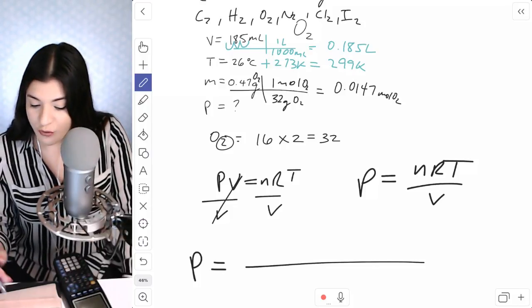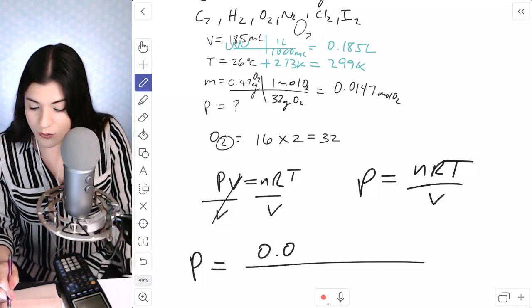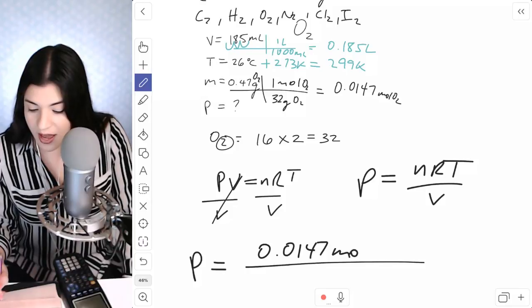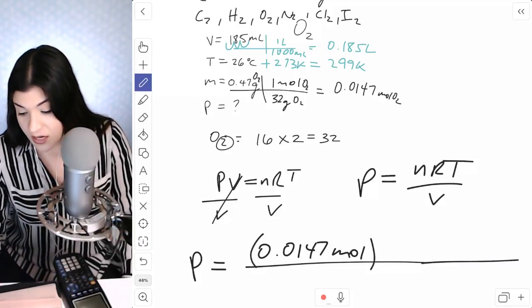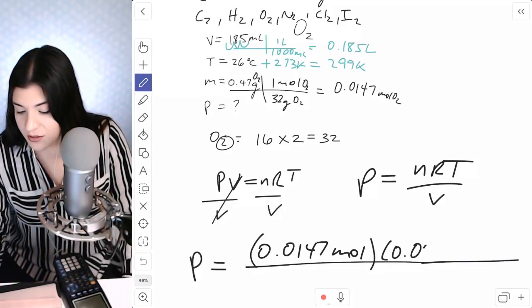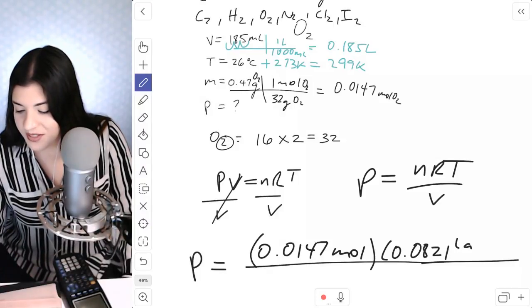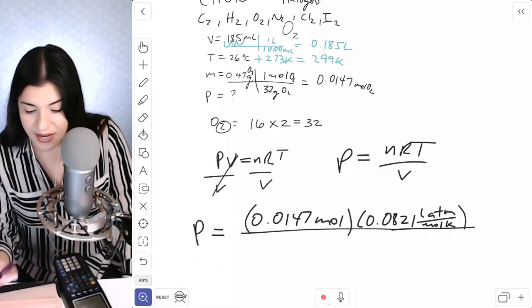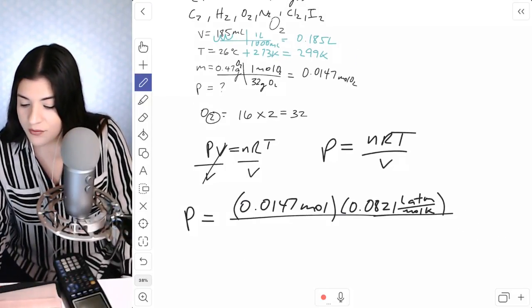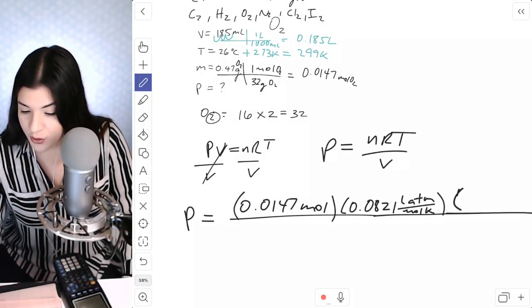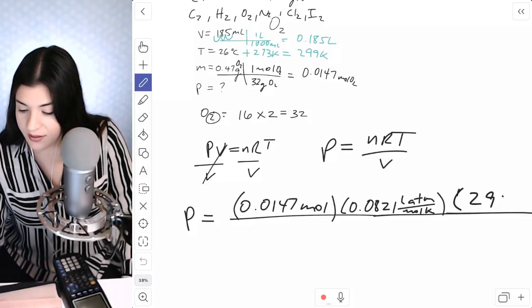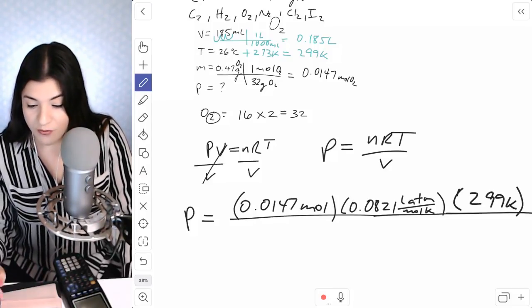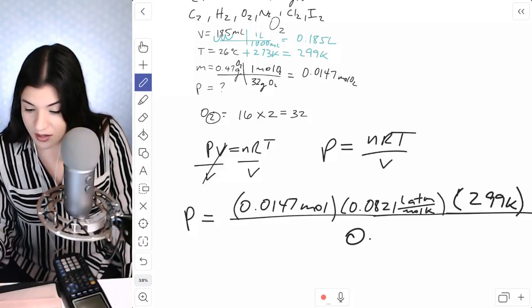Our n was the moles that we just found, which was 0.0147 moles. And then R is our gas constant, so that's 0.0821 liters atmospheres over moles Kelvin, and then times the temperature in Kelvin. For any sort of gas law, we always want our temperature in Kelvin. This is 299 Kelvin. And then on the bottom, we have our volume changed to liters.